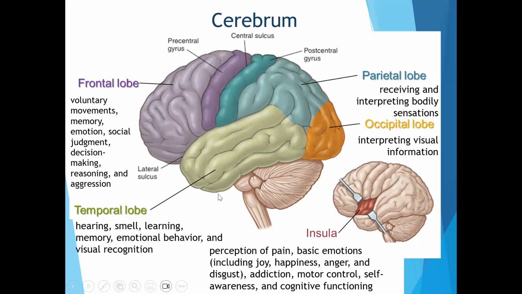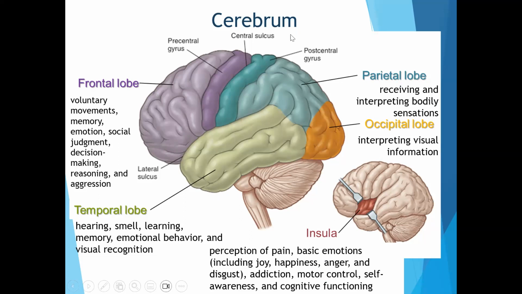So our temporal lobe, this is on the outside, kind of right above the ears in a sense. This contains our centers for hearing, our auditory center, for smell, for learning, memory, emotional behavior, and visual recognition. And then on the left side of our brain, our temporal lobe also contains some of our language centers.